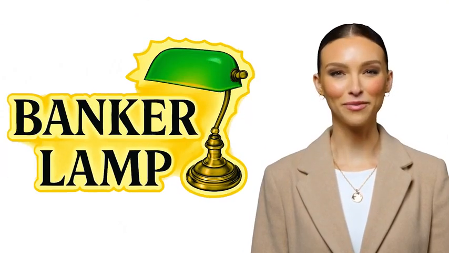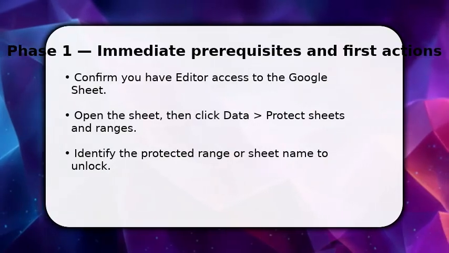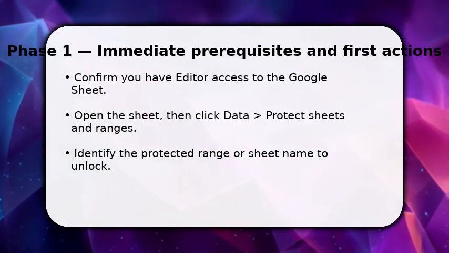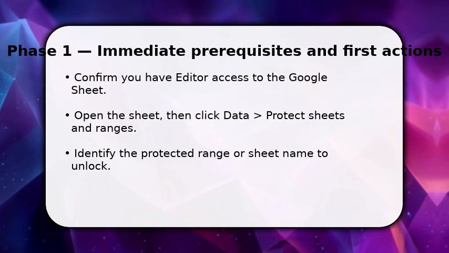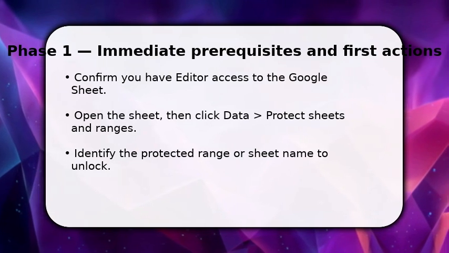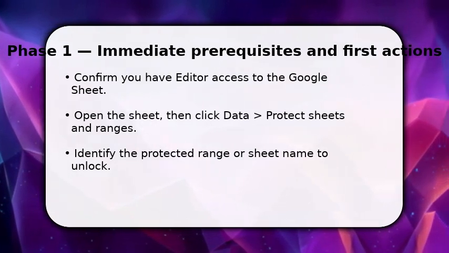Please enjoy the video. You start by confirming you have editor permission. Otherwise, this won't work. Open the Google Sheet and go straight to Data, then Protect Sheets and Ranges. Once the sidebar appears, scan the list and click the protected range or sheet you want to remove.